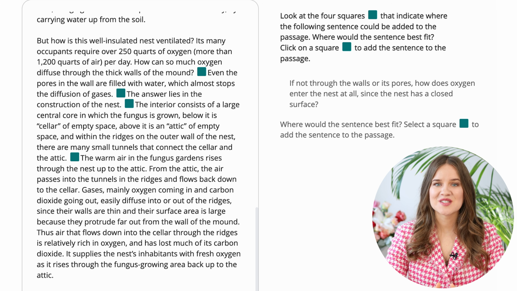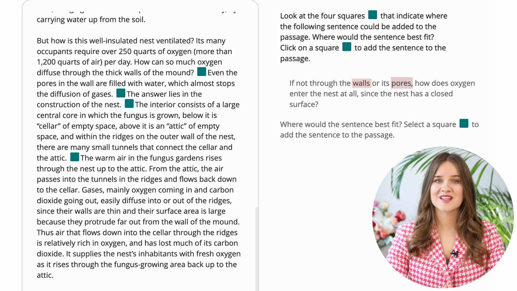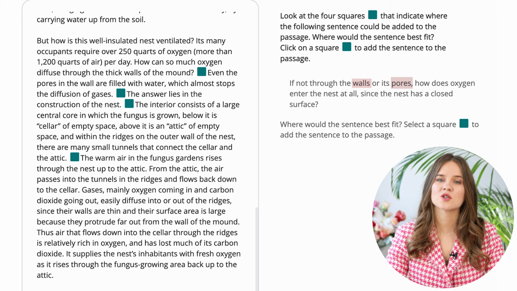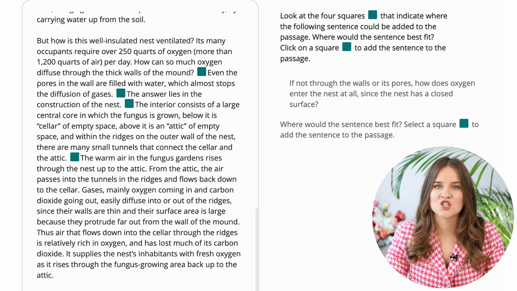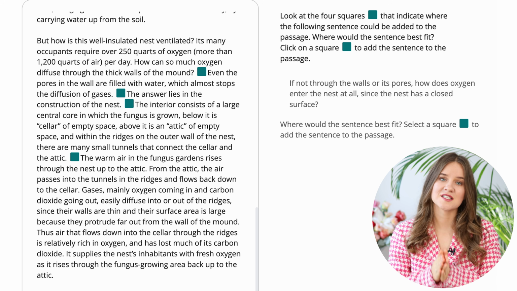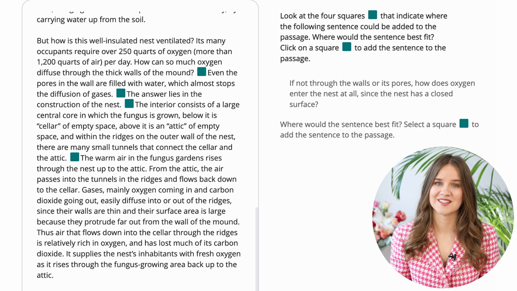The key clues in this sentence are the words walls and pores. The way these words are used shows that they must have already been mentioned earlier in the paragraph. That means our inserted sentence should come after a sentence that first introduces those terms. There is another clue. This is a question. That means that the sentence after it should sound like an answer or explanation.